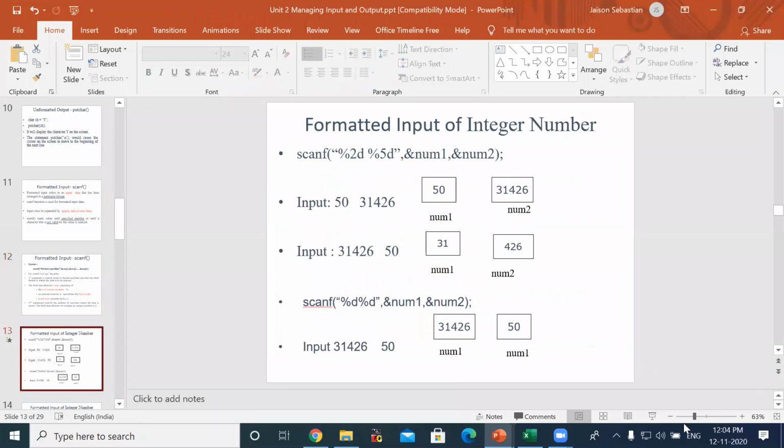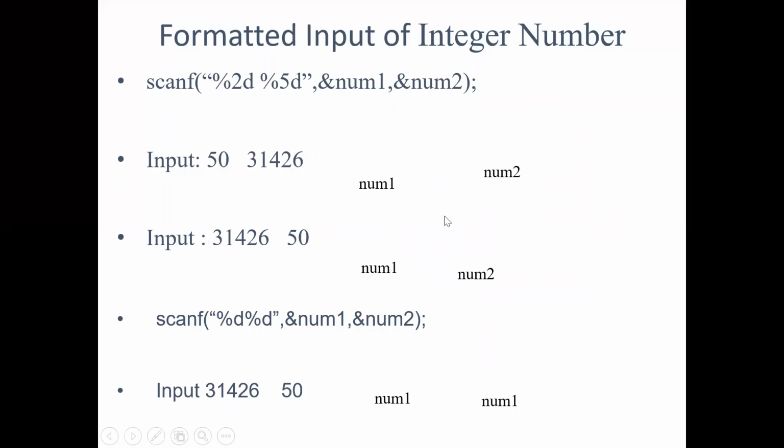So we will see how it is used and how this field width matters. If I am just giving scanf percentage 2D, what is 2 over here? 2 indicates the field width. And the second number, I'm going to accept using scanf is percentage 5D. That means I'm having a field width of 5 in order to accept the two numbers. So the first number is having a field width of 2. The second number, which is at the address location num2, is having a field width of 5.